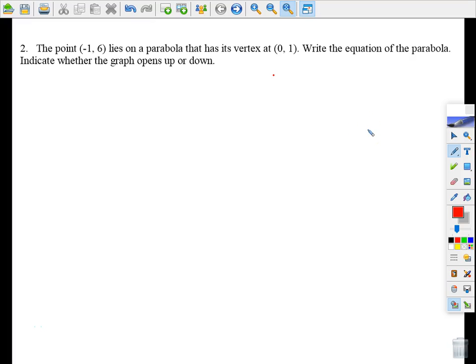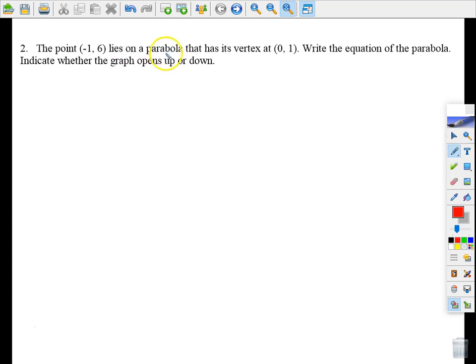On your review sheet for Chapter 5, the Chapter 5 test, I'm going to work through on this video problems 2 through 7. So as you can see, here's number 2. What we're told is we have a point on a parabola, the point -1, 6. And we're also told that the vertex is the point 0, 1.